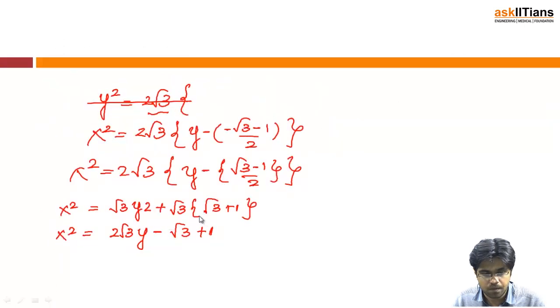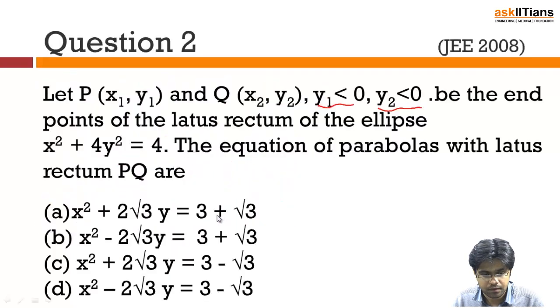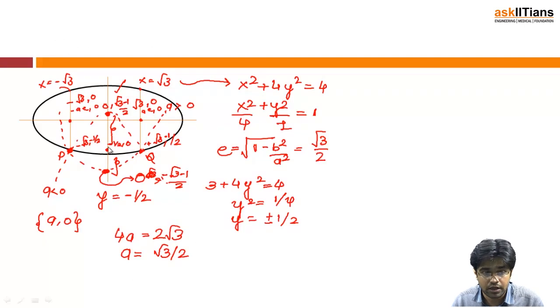Minus 2√3y is equal to either 3 + √3. Okay, there is a √3 outside as well, so it's 3 + √3. That means option number B is correct. So this was a good question which came in JEE 2008. It involves a very good concept that you cannot take this thing as (√3, 0) straight away, which is the focus of the parabola. You cannot take it because the vertex of the parabola lies somewhere else.